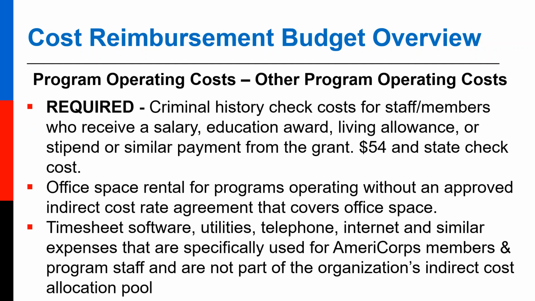The ninth subsection, Section I, is Other Program Operating Costs and can include the following costs. You are required to budget in this section for criminal history check costs for staff and members who receive a salary, education award, living allowance, or stipend, or similar payments from the grant. Programs are expected to budget $54 plus the cost of state checks for all covered positions. You may want to include here office space rental for programs operating without an approved indirect cost rate agreement that covers office space, timesheet software, utilities, telephone, internet, and similar expenses that are specifically used for AmeriCorps members and AmeriCorps program staff and are not part of the organization's indirect cost allocation pool.